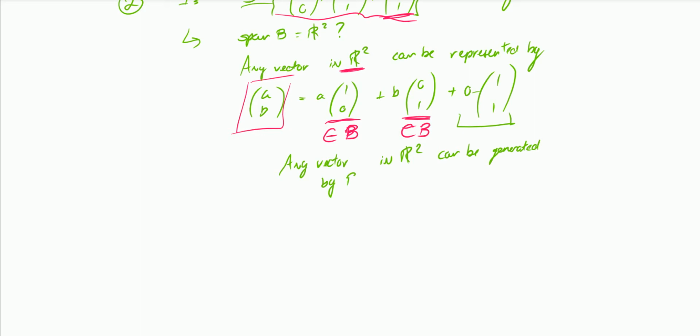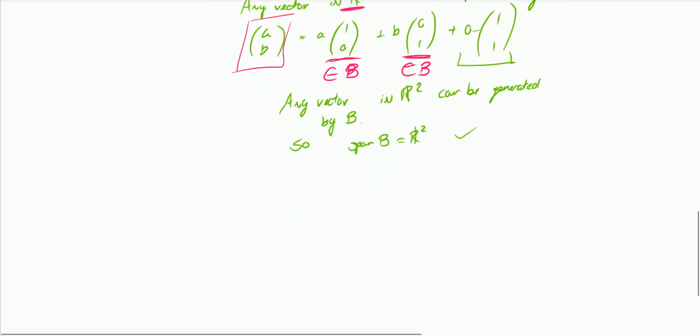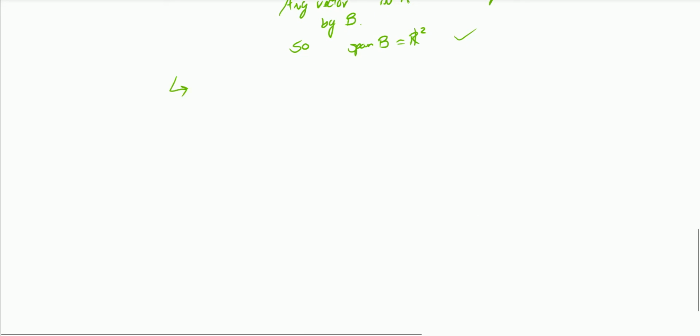Okay, so span B is equal to R2. So that's the first condition. We've actually confirmed that the first condition is true for this set. Now let's check linear independence. So is B linearly independent?